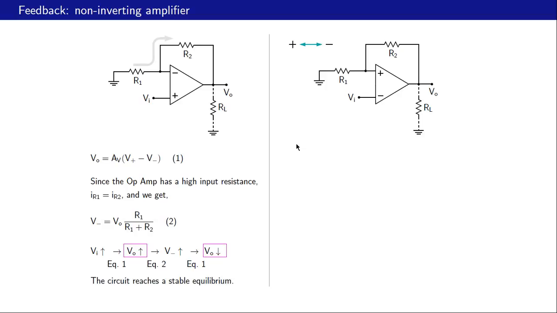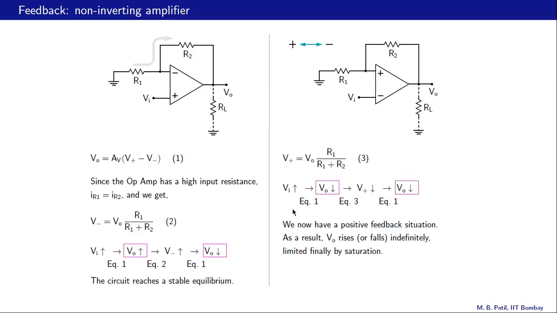Let us now see what happens if we interchange the non-inverting and inverting terminals, giving us this circuit here. In this case, V plus is given by voltage division. That gives us this equation 3. Let us now imagine that Vi has increased. What is Vi in this case? Vi is the same as V minus. If V minus increases because of this negative sign, VO will decrease like that. If VO decreases, V plus will decrease by equation 3. And if V plus decreases, VO will decrease by equation 1.